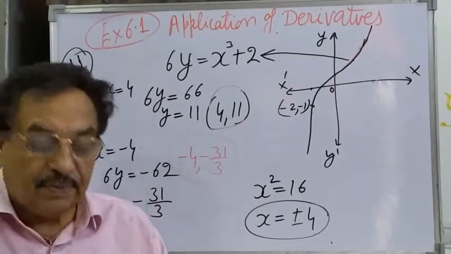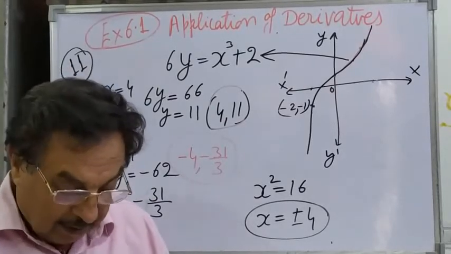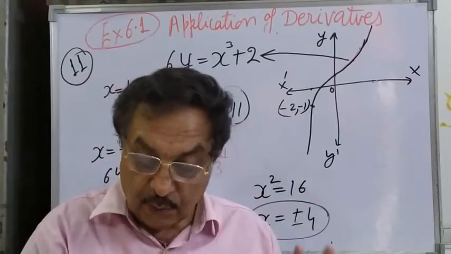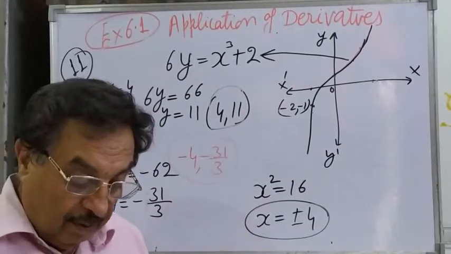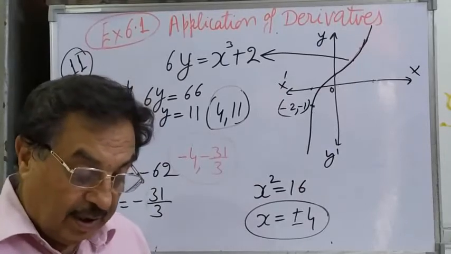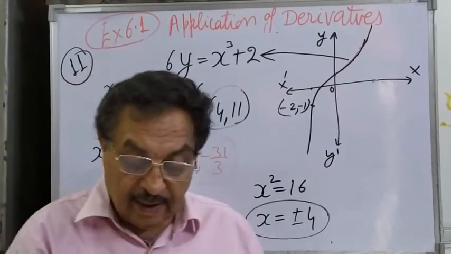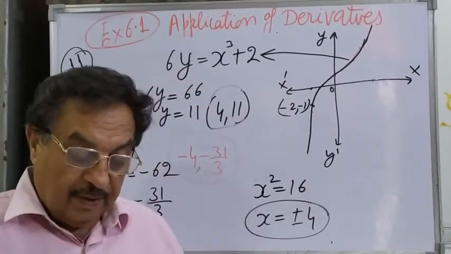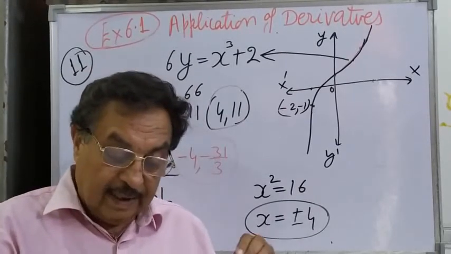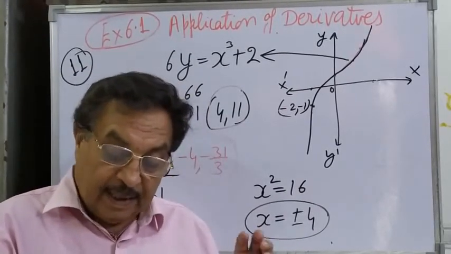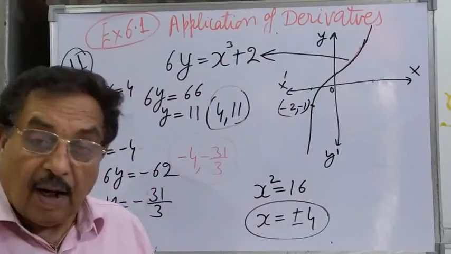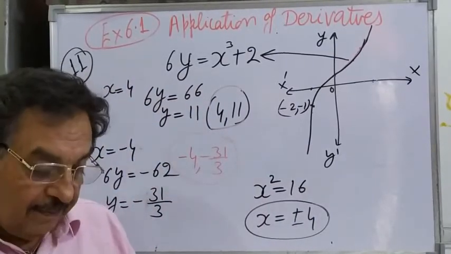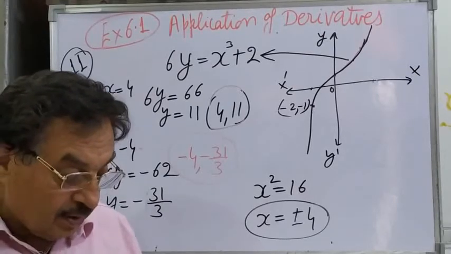So this is what we have done today: how the rates of change of two quantities are related when they are related by a certain formula, and how to find the rate of one with respect to the other at any particular instant. I hope you must have understood all these things, the application of derivatives.